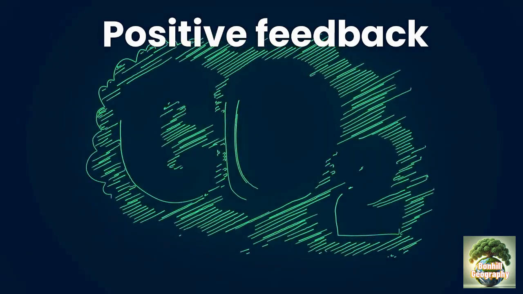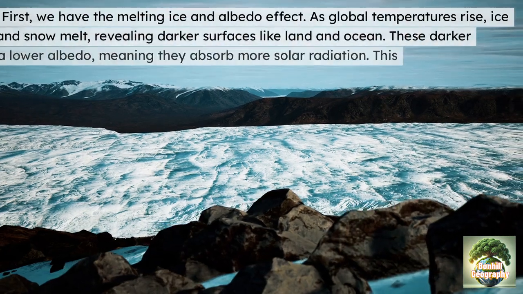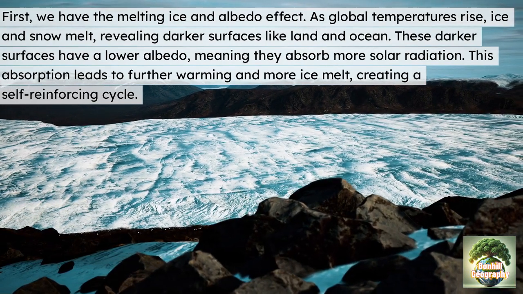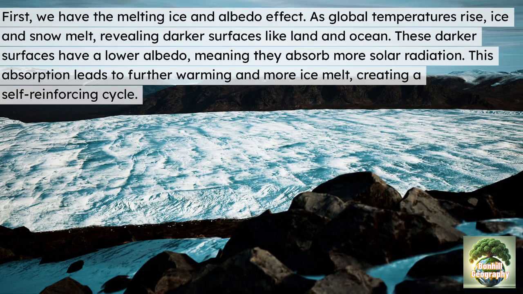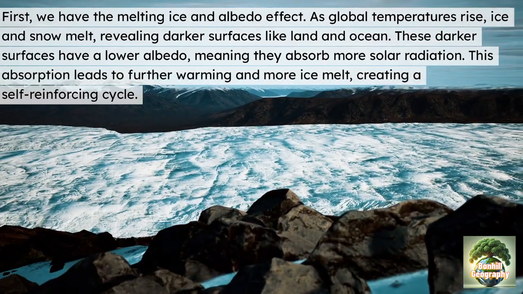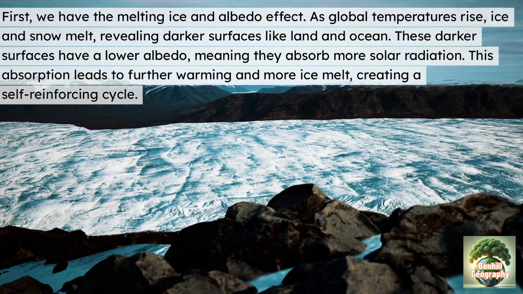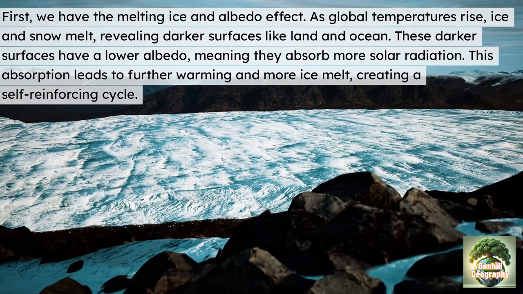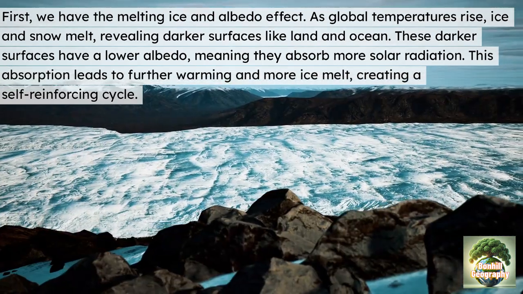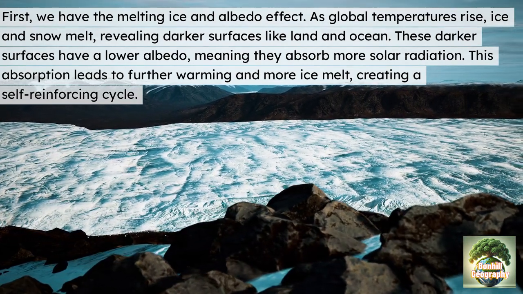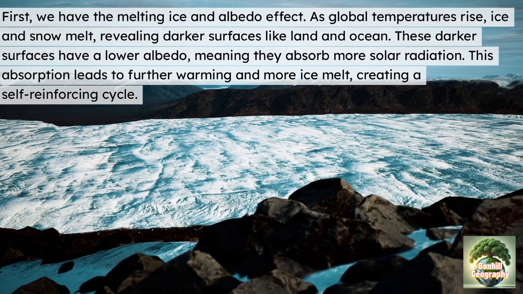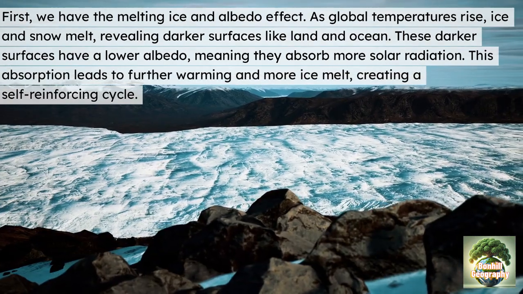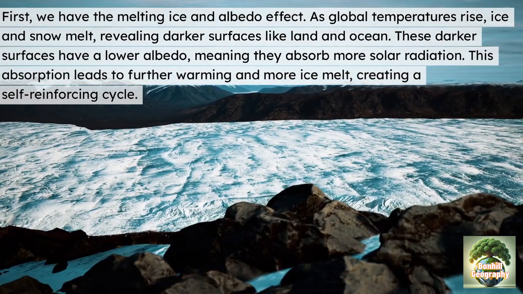Let's start with positive feedback loops. First, we have the melting of ice and the albedo effect. As global temperatures rise, ice and snow melt, revealing darker surfaces like land and ocean, as you can see in the video behind us. These darker surfaces have a lower albedo, meaning they absorb more solar radiation. This absorption leads to further warming and more ice melting. This creates a self-reinforcing cycle, where as more seawater and land is exposed, more ice melts, releasing further carbon, and again, reinforcing this idea of our positive feedback loop.